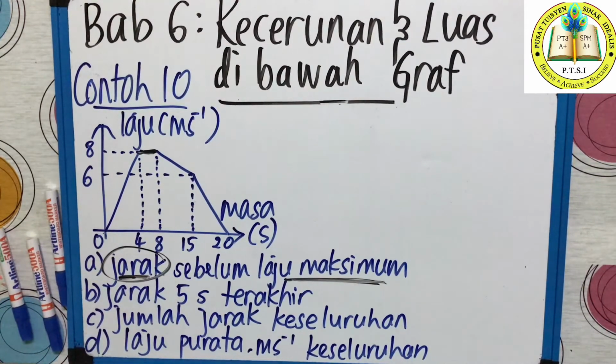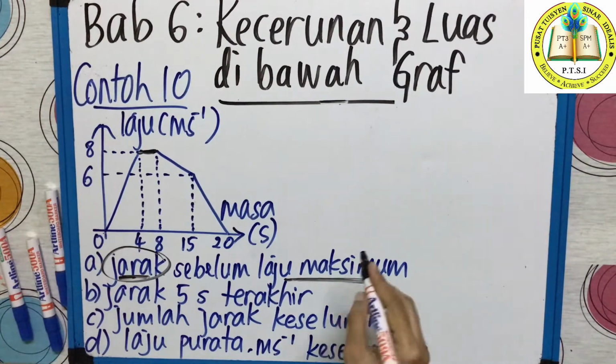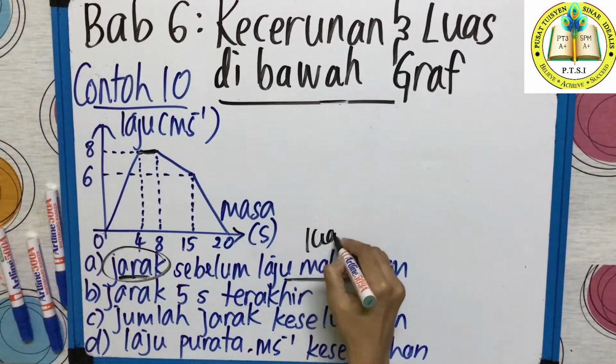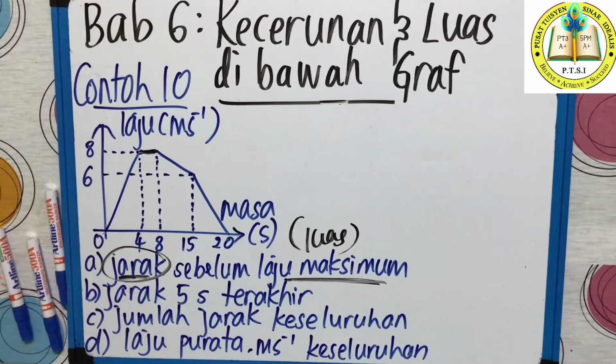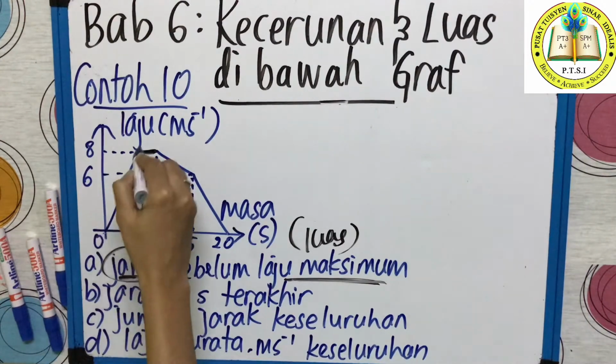Apa cikgu ajar tadi dalam pengenalan? Cikgu kata, kalau laju masa graph is a speed time graph, they ask you jarak, you must do the area. You have to do luas. When the speed time graph comes out, they ask you the distance, you do area. Very easy. Tadi kita sudah pun belajar. So now this question jarak sebelum laju maksimum. Laju maksimum means the top is 8, right? So they say jarak sebelum means the beginning.